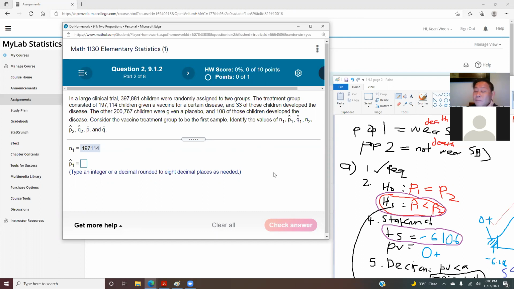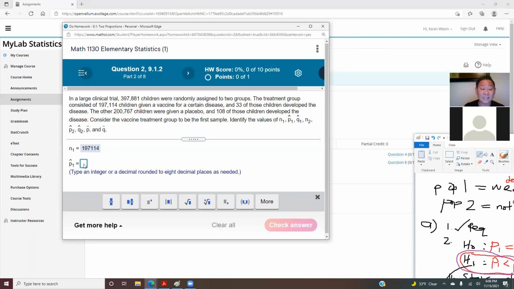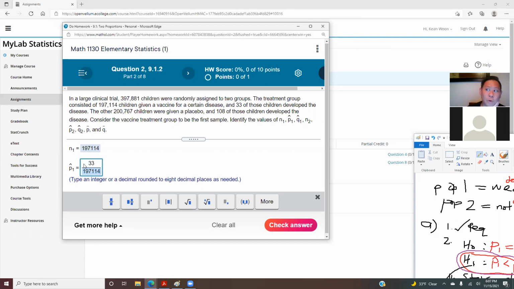Is it 197 over 33? No, 33 over 197, sorry. So it's 33 over 197,114. Don't forget all these numbers. Then you had to round your answer to 8 decimal places. Yes, 8. So I just put it down here as 33 over 197,114. You have to use your calculator. Oh, you can put it like that? No, you cannot. You need to use your calculator.